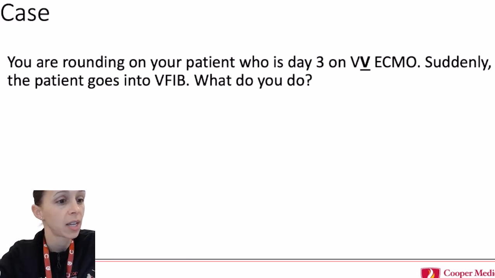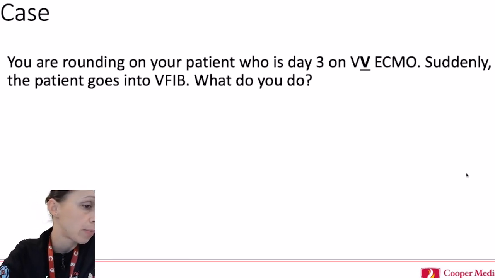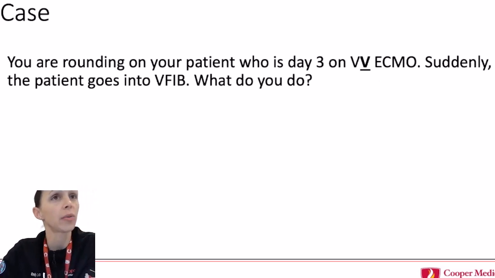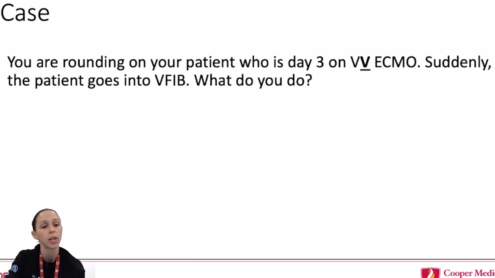All right, so this is the scenario, and this was actually part of our bleeding scenario too. You're rounding on your patient who's day 3 on VV ECMO. Suddenly the patient goes into VFib. What do you do? As we talked about earlier, you're not getting any circulatory support from VV ECMO. Now, should you keep your flow going? Probably, because you still want to oxygenate the blood. So you would absolutely do CPR, call for help.